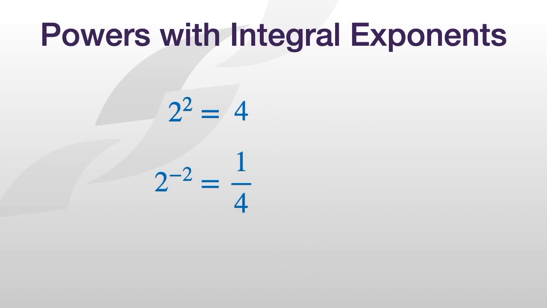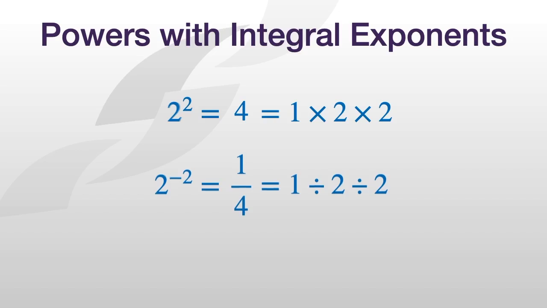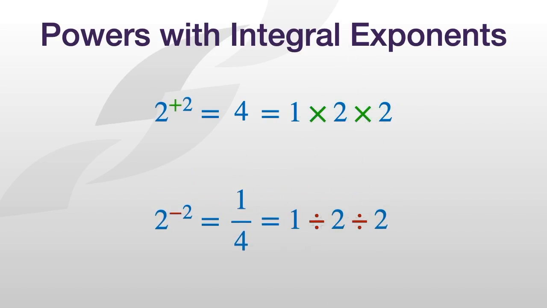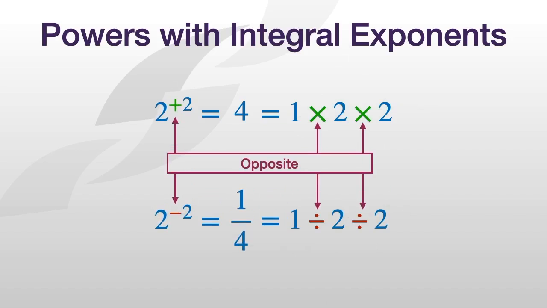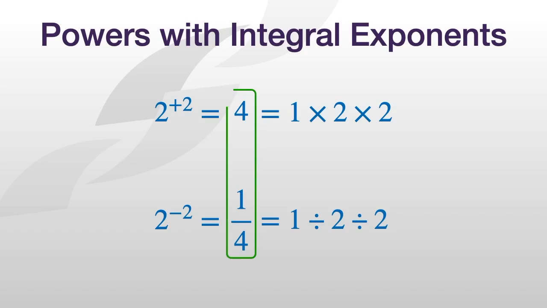To see this a similar way, let's compare 2 to the power of positive 2 to 2 to the power of negative 2. We can express 2 to the power of 2 not just as 2 times 2, but also 1 times that. We can express 2 to the power of negative 2 in a similar way, but this time by dividing by 2 twice. So just as positive and negative integers are opposite, so are the operations that they define. Comparing 4 to 1 over 4, each is said to be the reciprocal of the other.